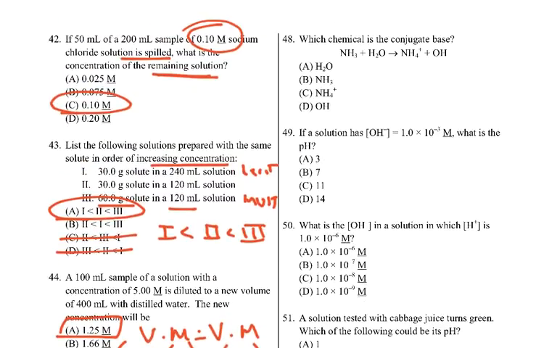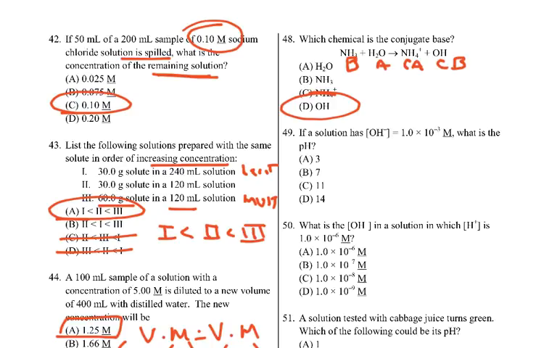Okay, which chemical is the conjugate base? Well, NH3 turning into NH4 plus, that is picking up a proton, so that's a base, so this must be the conjugate acid. So this must be the acid, and this is the conjugate base. So we're looking for OH minus.